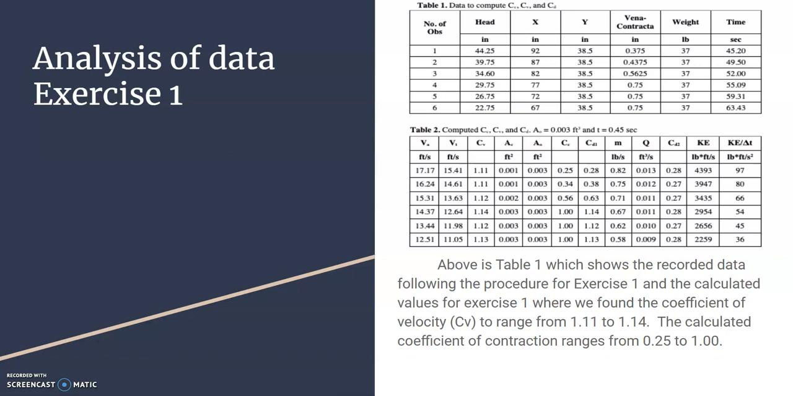We can have this due to human error, where we estimated that the actual velocity was much faster than it was. This was with difficulty redirecting the free jet stream in order to measure the flow rate. The calculated coefficient of contraction ranges from 0.25 to 1. These values remain below 1, which is what was expected.